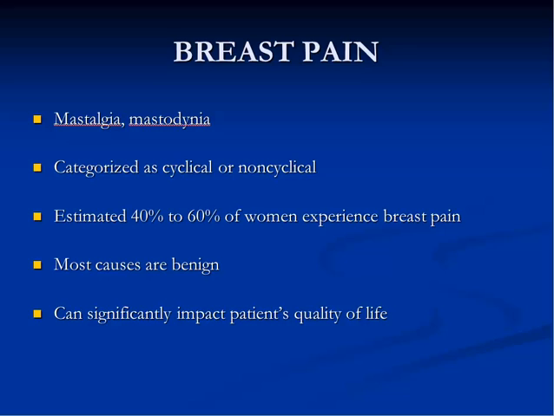The next three important processes we will discuss include breast pain, nipple discharge, and a breast mass. Breast pain, also referred to as mastalgia or mastodynia, is categorized as cyclical if it occurs in relation to the menstrual cycle, or non-cyclical if it occurs unrelated to the timing of the menstrual cycle. Breast pain should be taken seriously by the healthcare provider because it can significantly affect a patient's quality of life, even though most causes are benign.